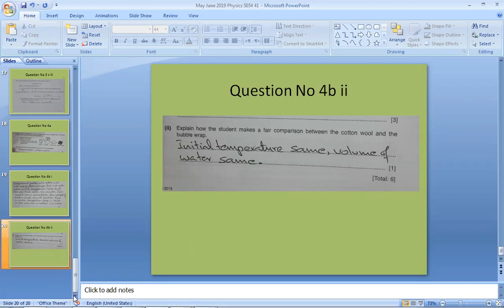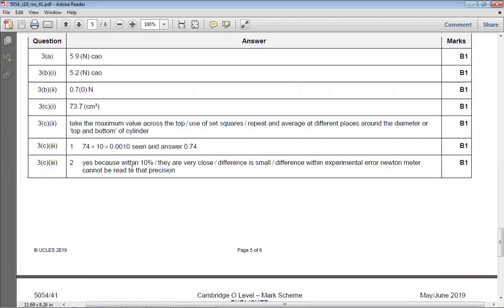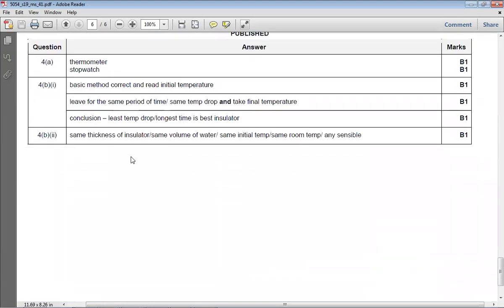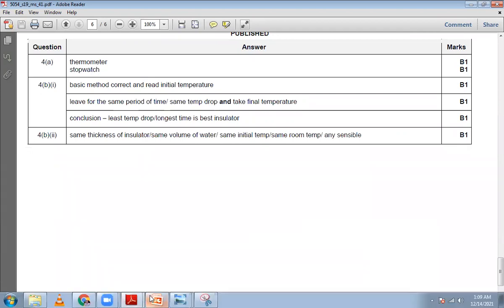So let's check the marking scheme of this question, question number 4. And now, my dear students, the marking scheme is showing up on your screen. You can pause the video and take time to read this marking scheme. It is very, very important to read the marking scheme, check your answers, and compare them with it.